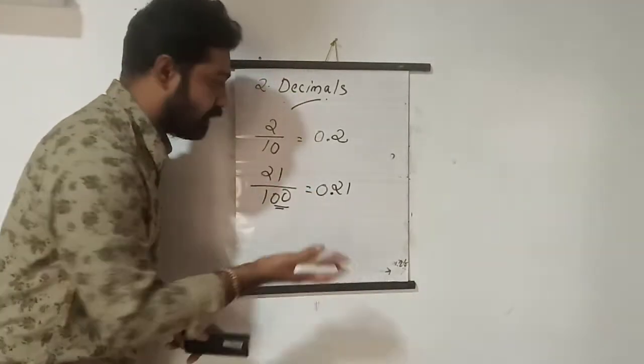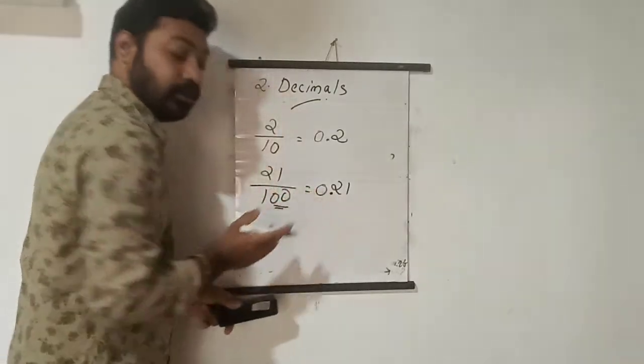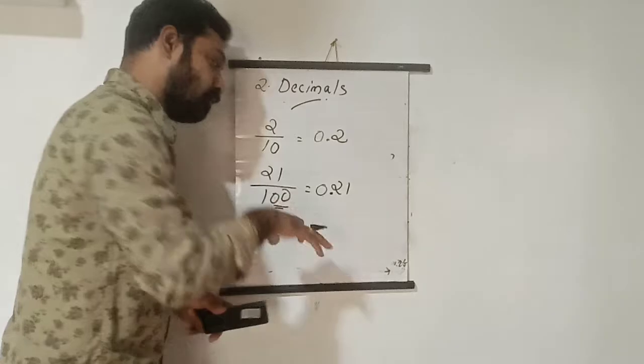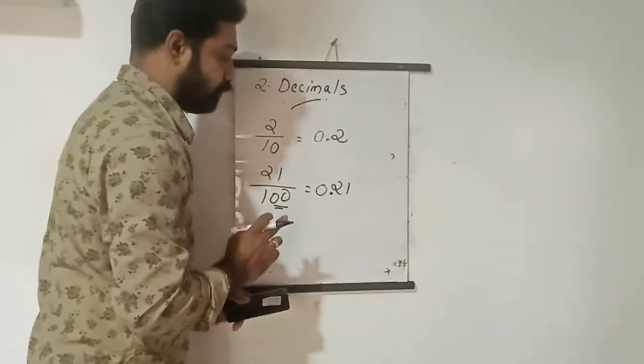If there is no other number here, you can put a point before this point. After putting the point, you can put a 0. Okay. After putting the point, we can add a 0 in front and write 0.21.